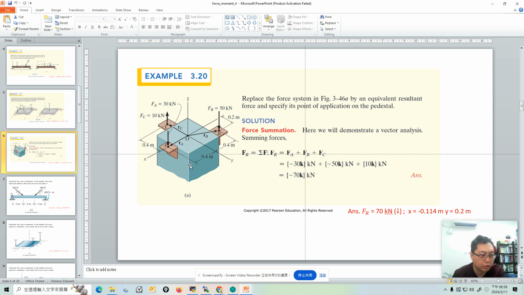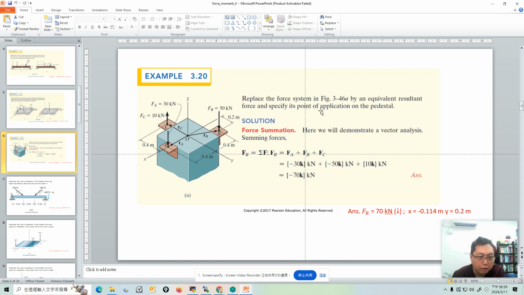It says there's a member, a square object here, and then there are three hinges. You apply forces on these three hinges, and the geometry information is also given. We do the simplification of the system: find the resultant force, and then determine the position of the resultant force.